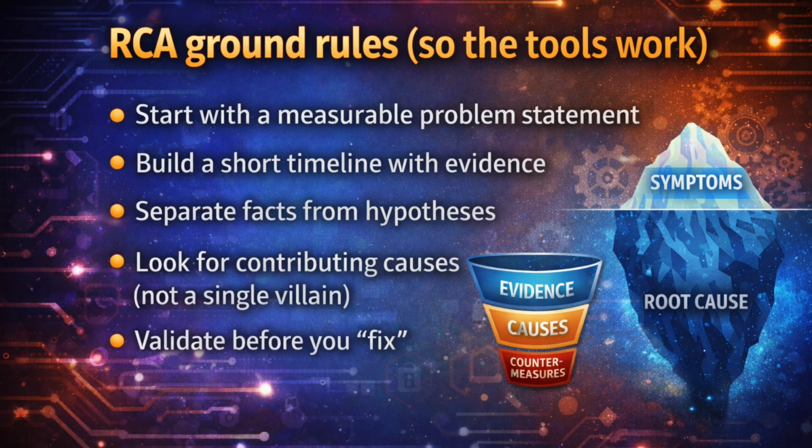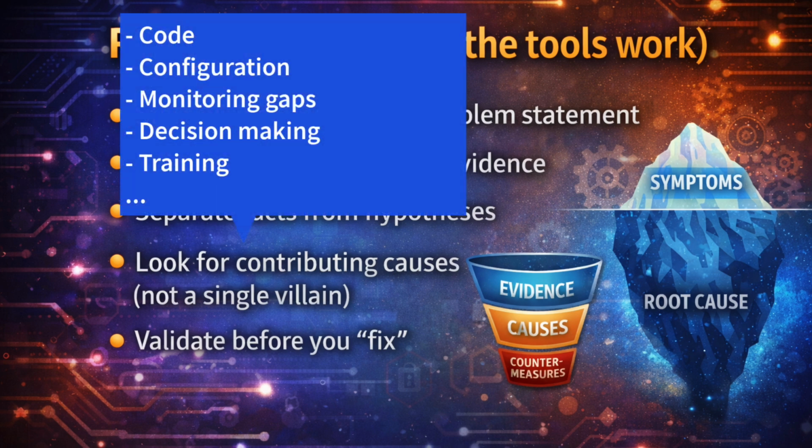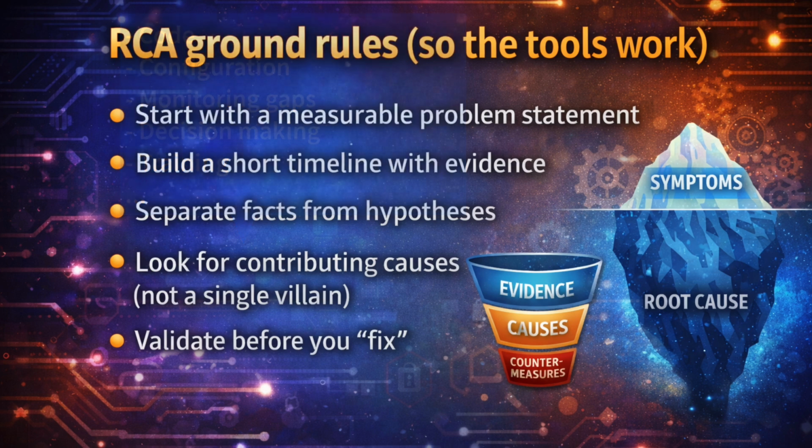Also remember, many incidents have multiple contributing causes: code, configuration, monitoring gaps, decision-making, training, and more. RCA is about improving the system, so we avoid "the root cause is human error" as a stopping point. Finally, don't implement fixes based purely on a diagram. Use the diagram to generate testable causes, then validate with data or experiments.